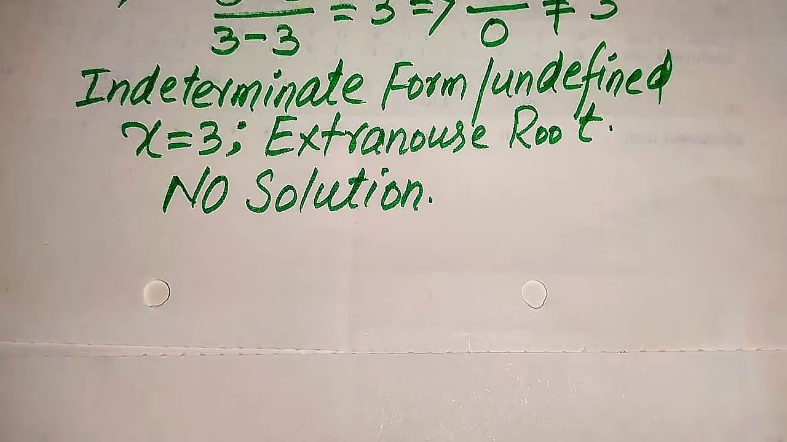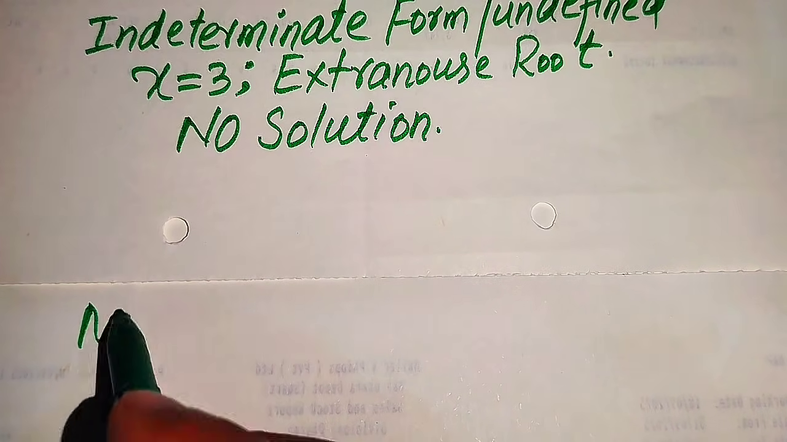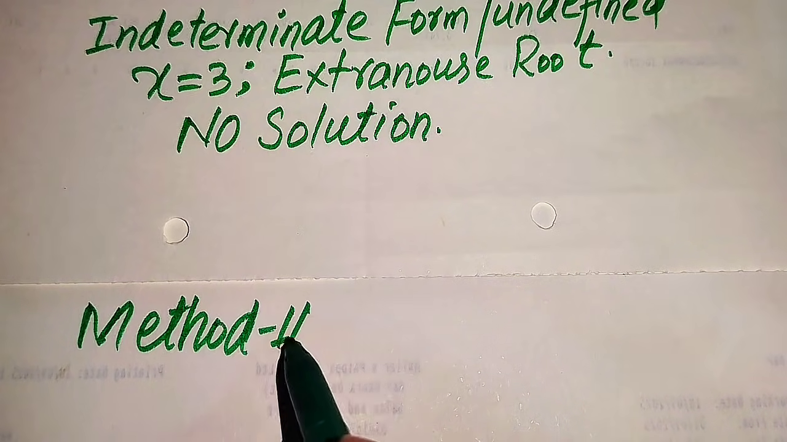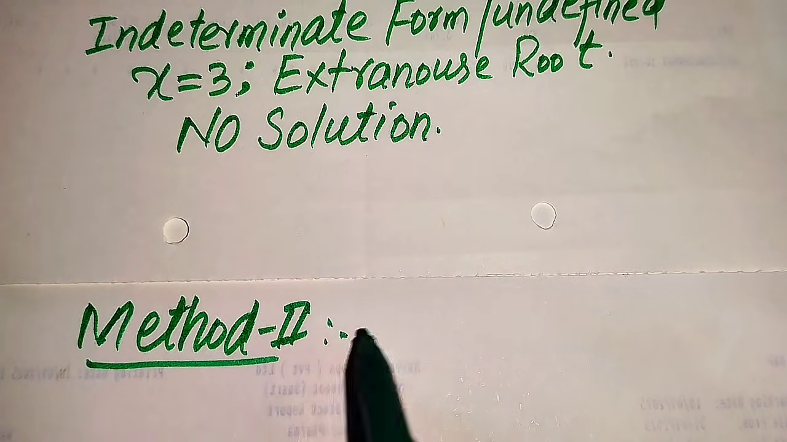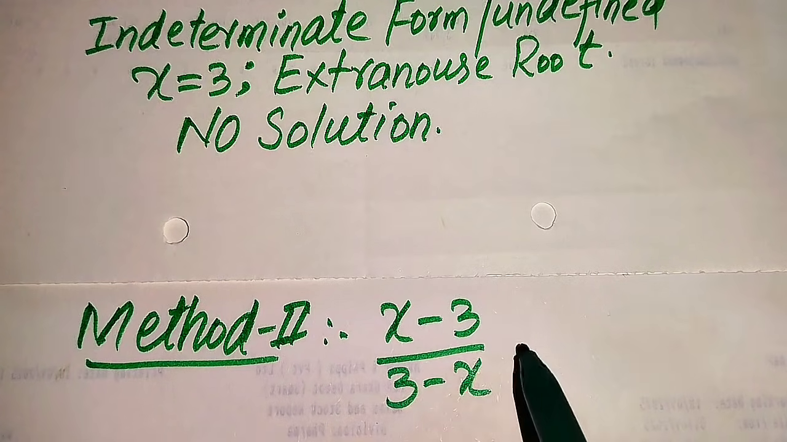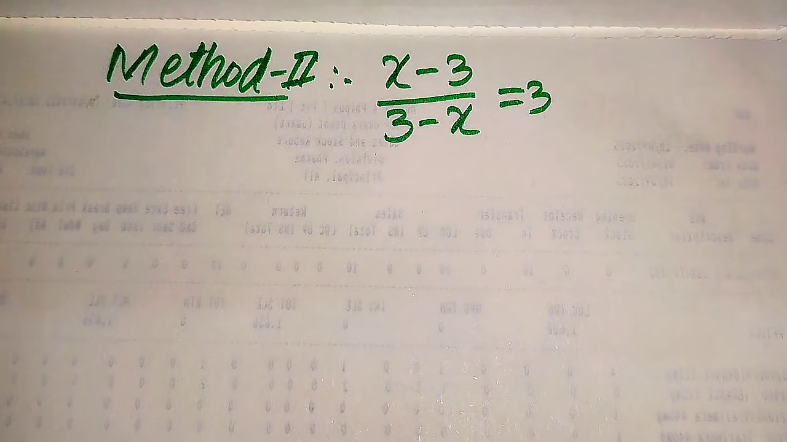Here we again solve this problem by a second method. In the second method, we copy down the given question statement, which is (x minus 3) divided by (3 minus x) equals 3. This is our given question statement, and here we introduce another quickest method in which we can quickly get the values of x.